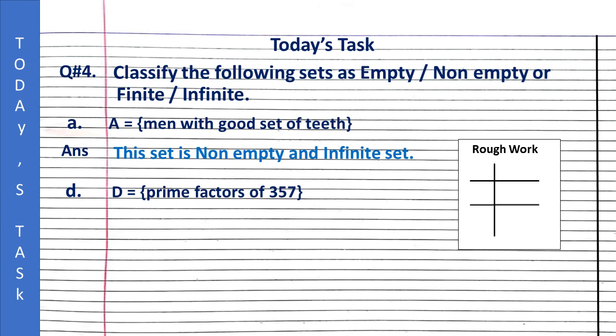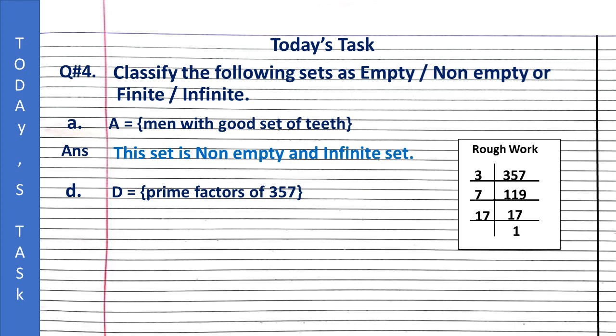Look at the rough work. 357 can be divided by 3. Dear students, this number can't be divided by 2 because 357 is an odd number. So the answer is 119. Now, dear students, 119 can be divided by 7 and the answer is 17. Now, dear students, 17 is a prime number. It can be divided by 1 and itself. So the answer is 17 ones are 17.